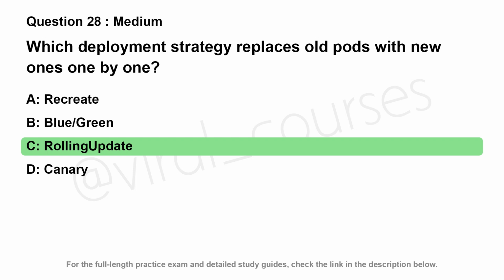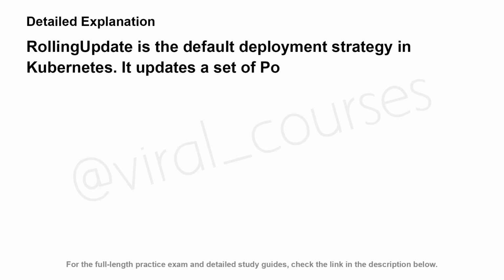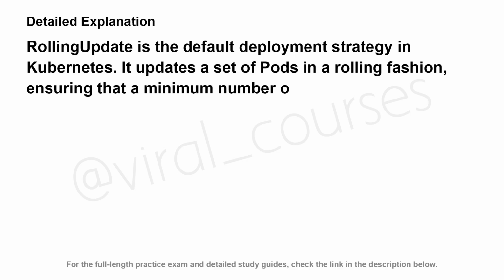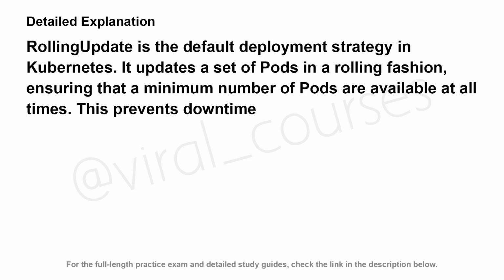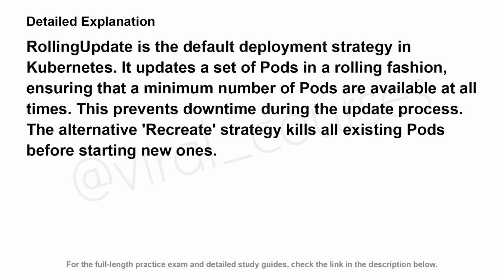The correct answer is C. Rolling update is the default deployment strategy in Kubernetes. It updates a set of pods in a rolling fashion, ensuring that a minimum number of pods are available at all times. This prevents downtime during the update process. The alternative, recreate, strategy kills all existing pods before starting new ones.